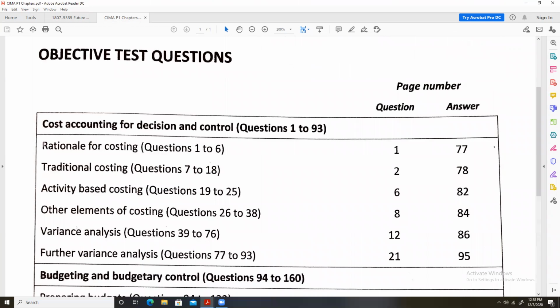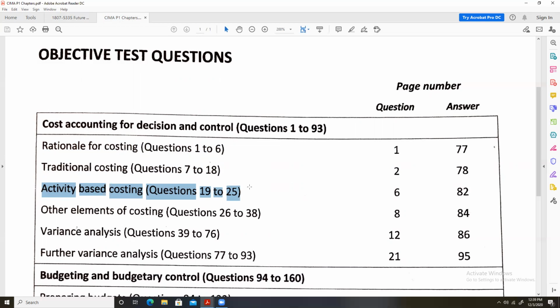Now, first of all, the first chapter is rationale for costing. This is an introduction of the paper, you can say. The second chapter is traditional costing, and it includes the traditional costing techniques of absorption costing and marginal costing. The third chapter is activity based costing.